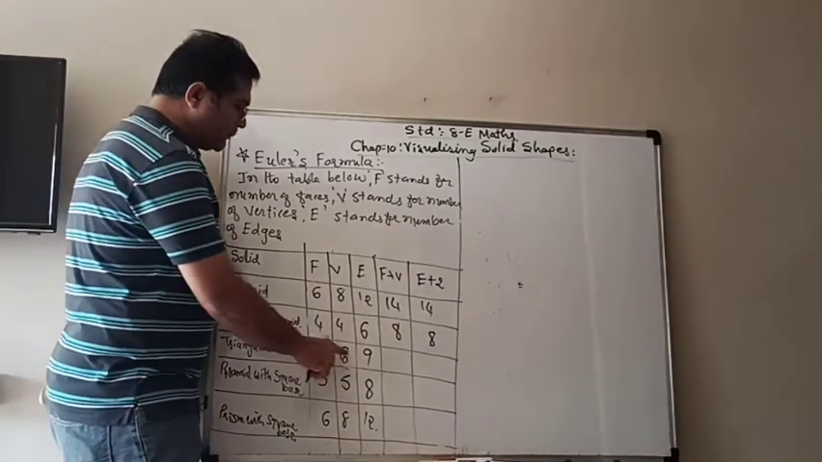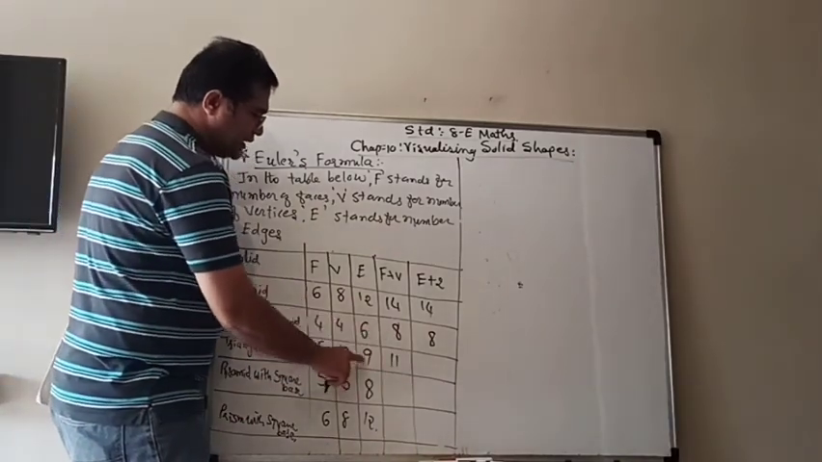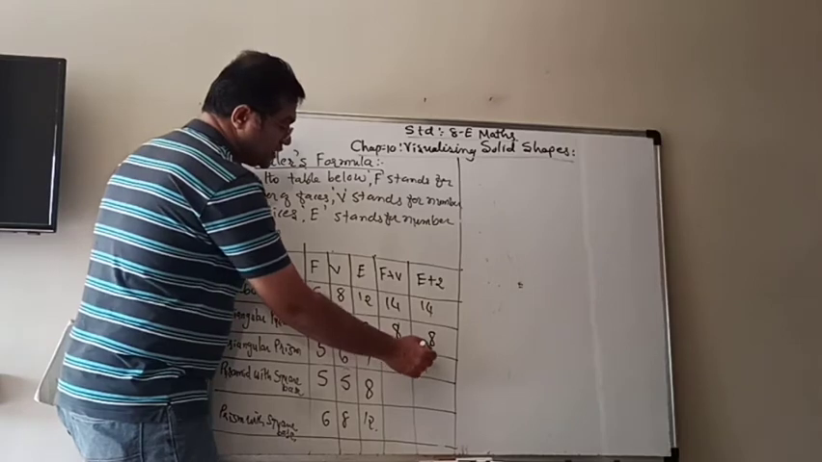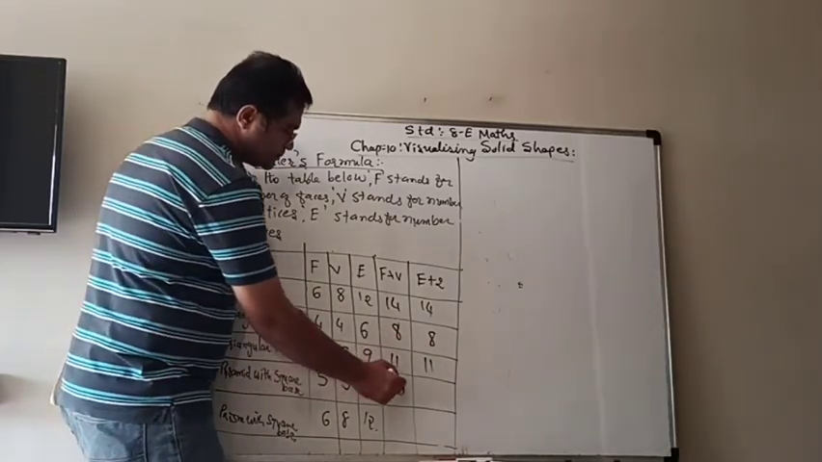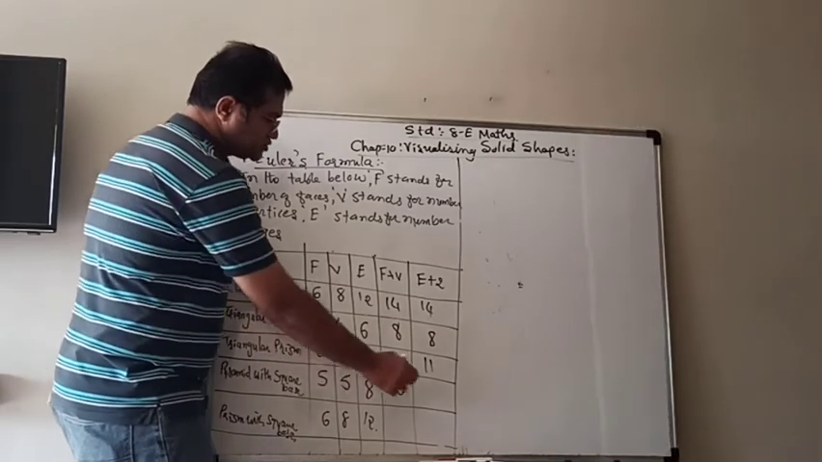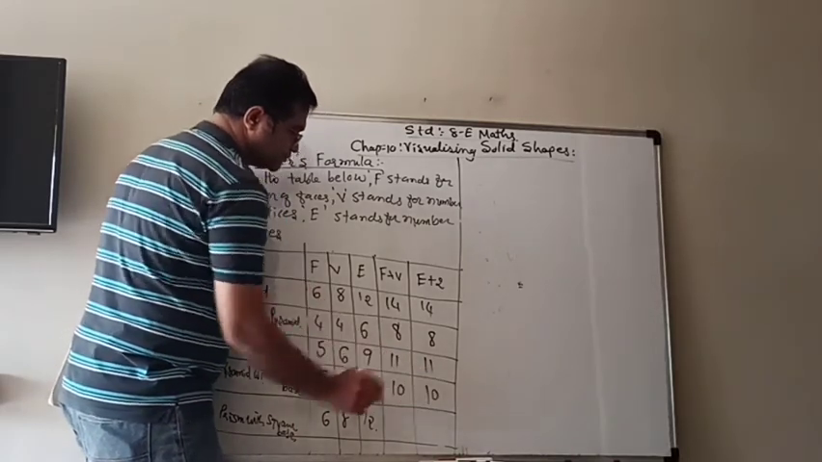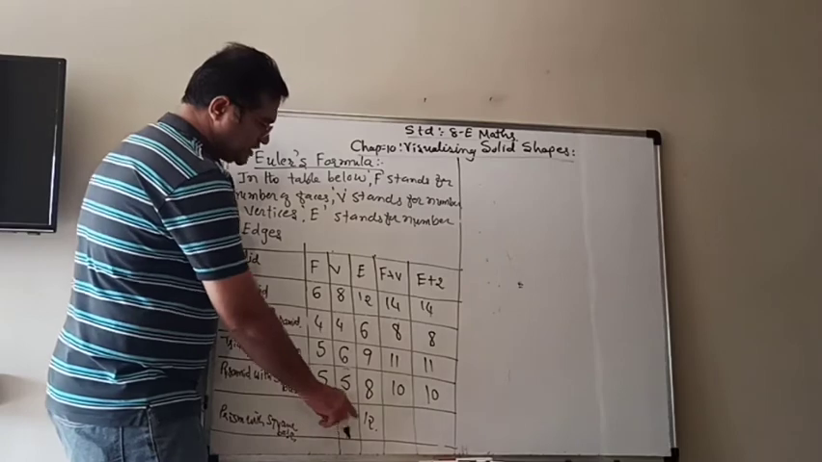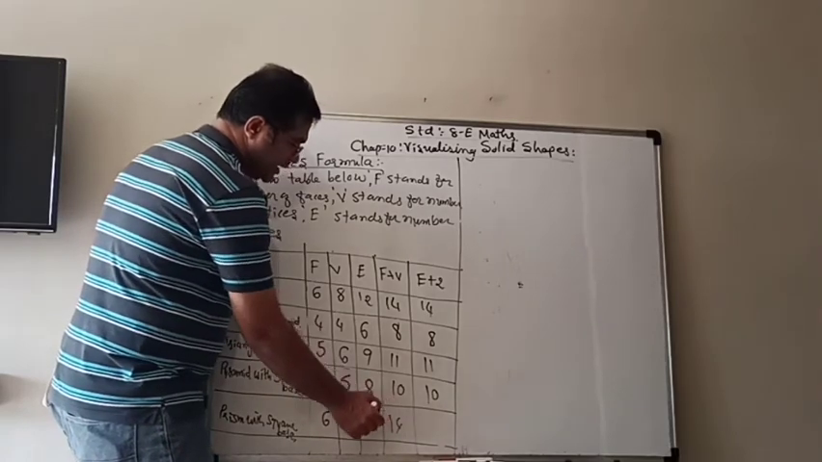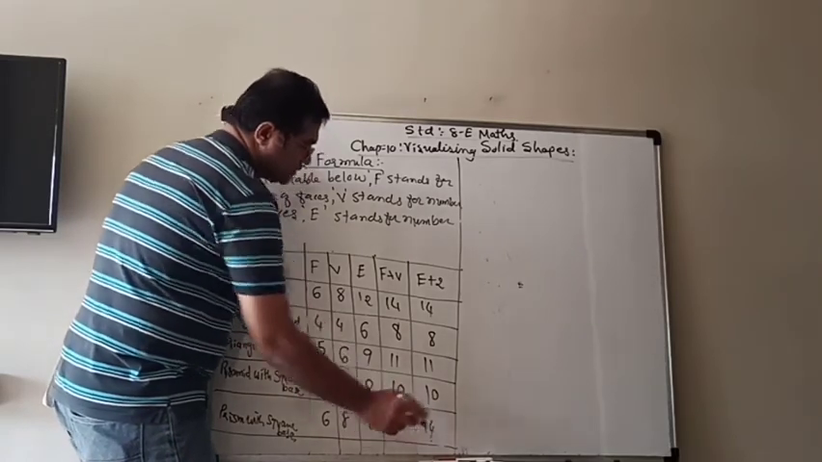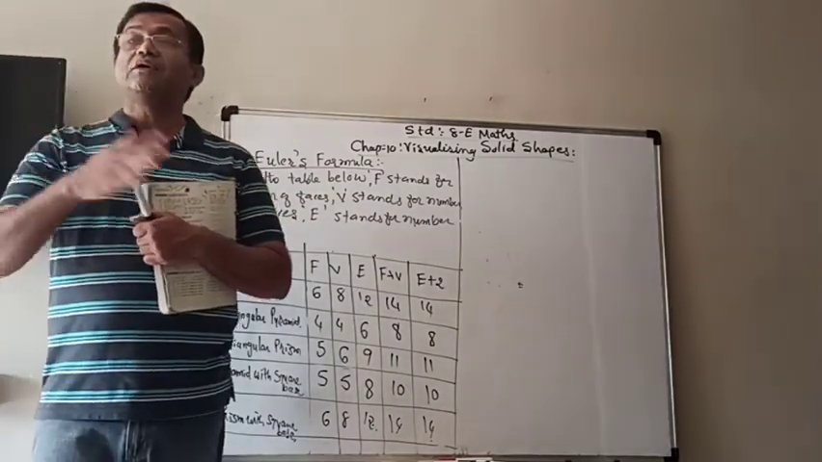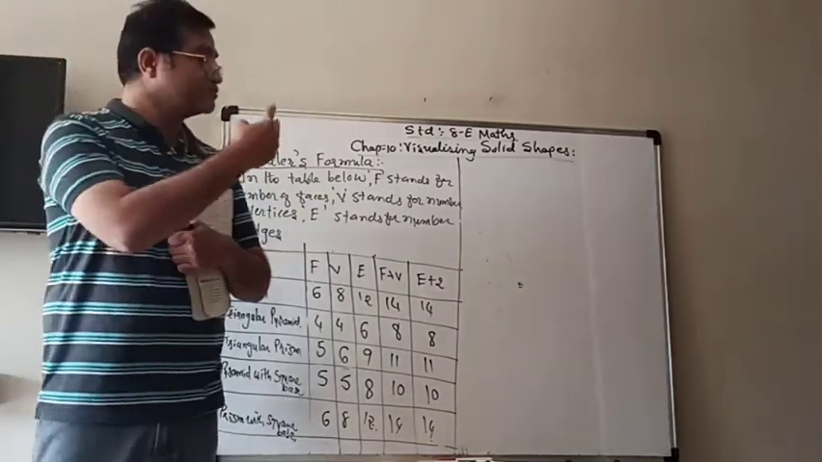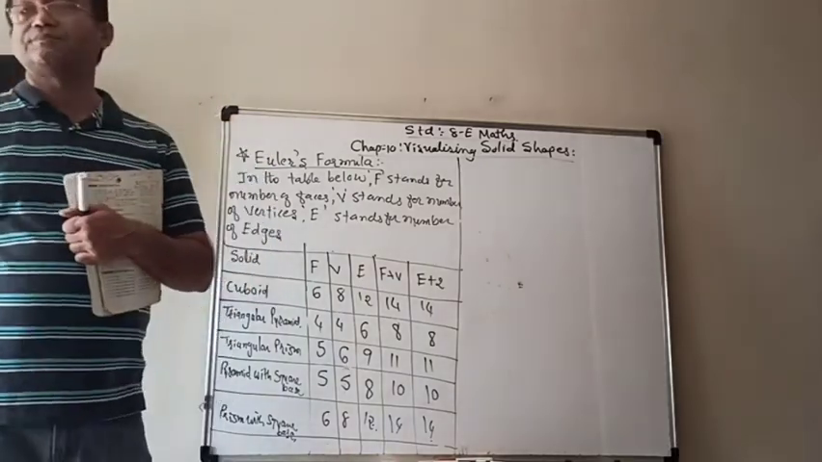Here 5 plus 6 is 11. 9 plus 2 is also 11. 5 plus 5 is 10. And 8 plus 2 is also 10. 6 plus 8 is 14. And 12 plus 2 is also 14. So here, what can we observe?